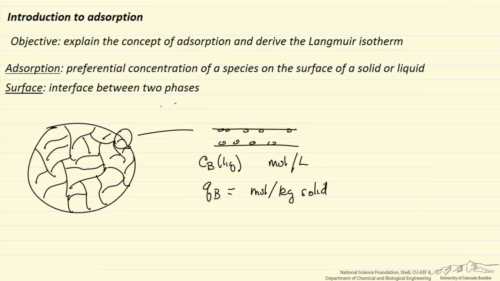The terminology that's often used in adsorption is to look at what fraction of the surface is covered with component B. So we're going to just look at one species in this introduction, but the same ideas apply when we have multiple species, all of which adsorb. So the fraction of the surface that's covered with B would be the amount of B adsorbed at some concentration in the liquid phase over the maximum amount we could adsorb, or what's referred to as the saturation amount that we could adsorb on the surface.